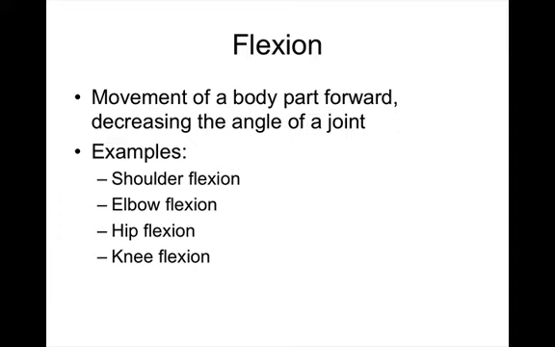So flexion is movement of a body part forward or decreasing the angle of a joint. And whether it's movement forward or decreasing the angle of a joint depends on which joint we're referring to. Shoulder flexion is actually movement of the shoulder forward, or humerus technically forward. Elbow flexion is decreasing the angle of a joint. We can flex our hip, and that's the movement forward as opposed to changing the angle of a joint. And then knee flexion is decreasing the angle of a joint, in this case at the knee.